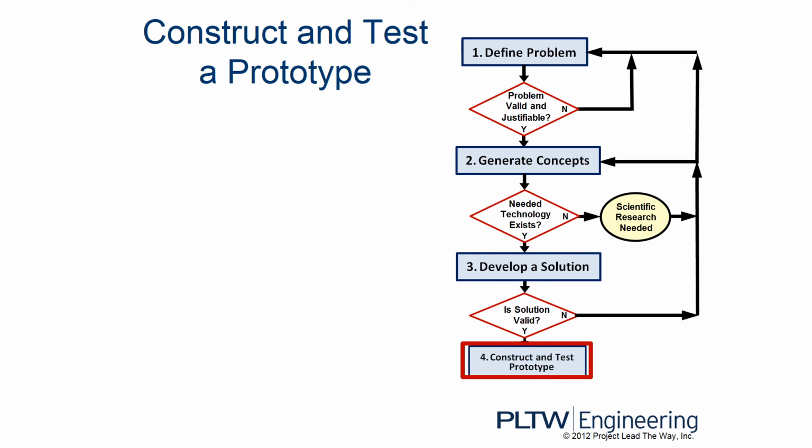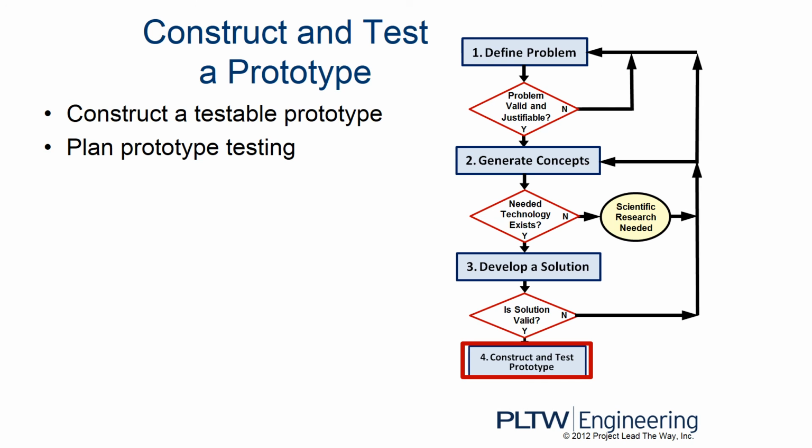Step number 4 is construct and test a prototype. You need to plan some prototype testing. A lot of students have a problem with this. There's a lot of work getting to this section. We've been talking for a number of minutes now, and that's just talking about the process. That's not actually doing the process. But once you have a prototype, you have a model that you hold in your hand and can function the way it's intended, you need to test that.